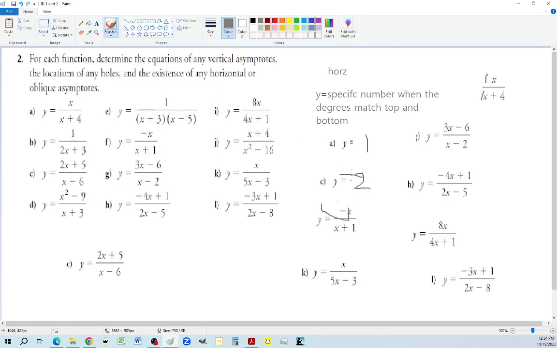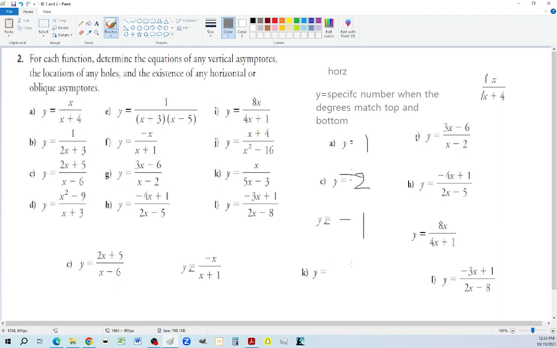This one has a minus 1 in front of it, and a plus 1 in front of it. So minus 1 divided by 1 is minus 1. So this will have a horizontal asymptote at minus 1. This one has a 1 in front of it and a 5 in the bottom. So the horizontal asymptote is 1 over 5.